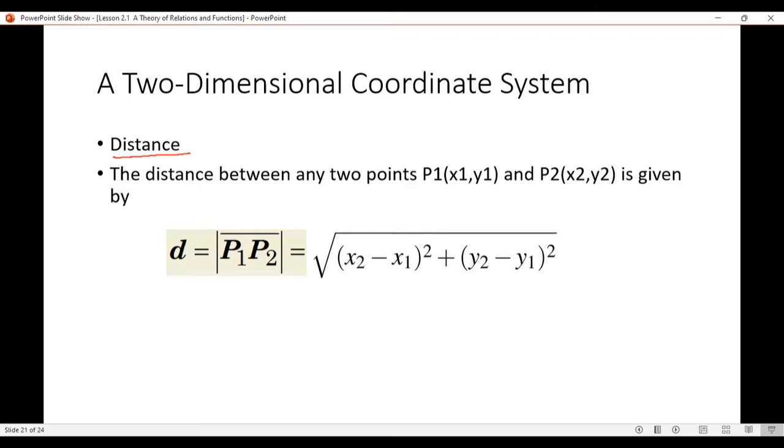So yung nakikita nyo ngayon, ito yung tinatawag nating distance formula. So D is equal to P sub 1 P sub 2. The distance is the square root of quantity x sub 2 minus x sub 1 square plus quantity y sub 2 minus y sub 1 square. Okay?